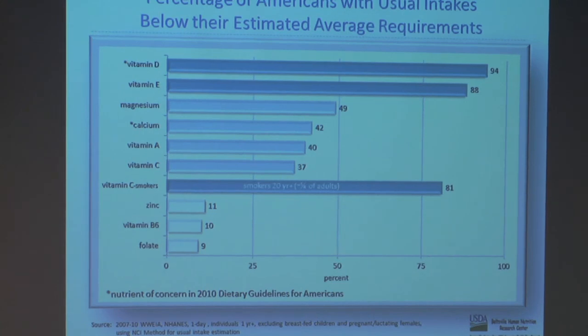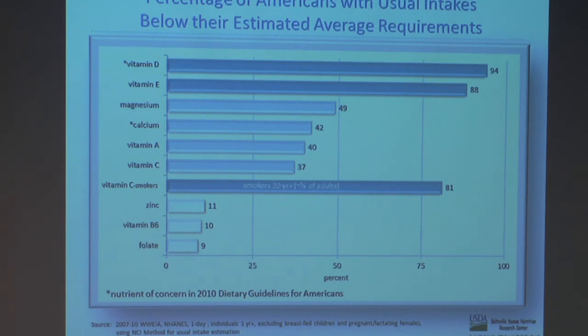You can see for vitamin D and vitamin E, most Americans do not meet their recommendation for that particular nutrient. For magnesium, calcium, vitamin A, and vitamin C, between 1/3 and nearly half of Americans fall below their recommendation for that nutrient. There's a different standard if you're a smoker. You have a higher requirement for vitamin C. 81% of smokers are not meeting their recommendation for vitamin C.